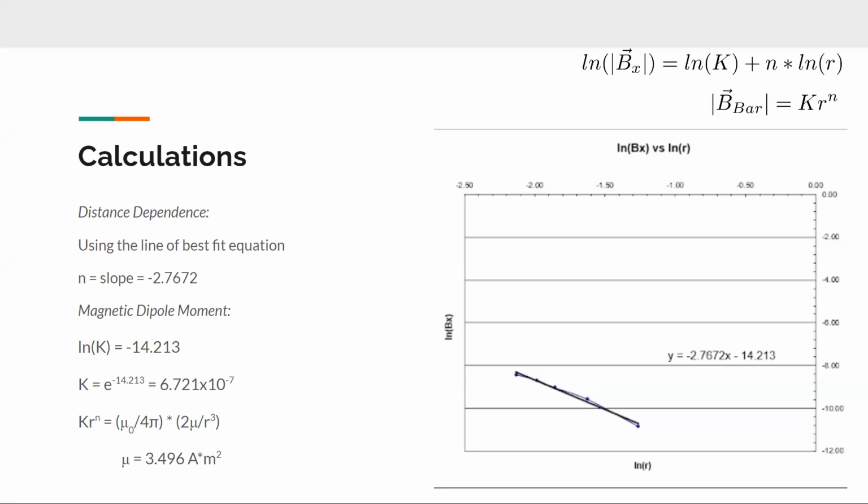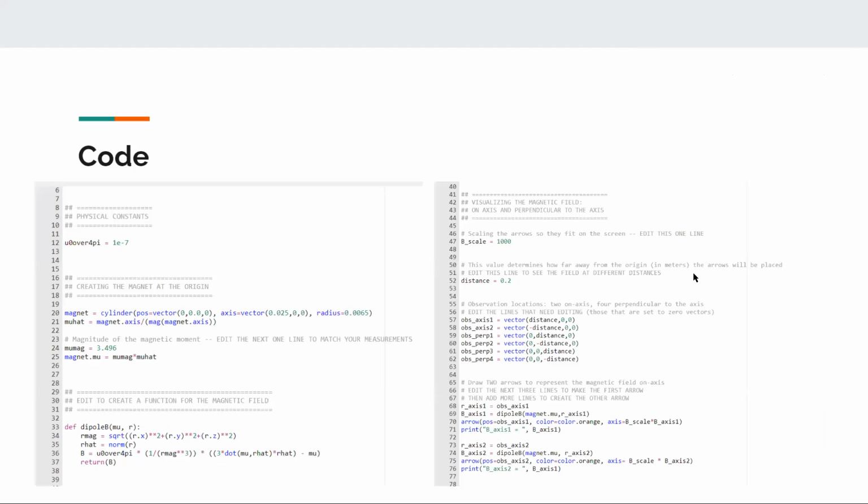The magnetic dipole moment is a bit trickier to calculate. So first we calculate ln K. This is the y-intercept of the line of best fit equation over here. And through this, we can use some algebraic manipulation to solve for K, and as well as this formula down here, when compared to another magnetic field of a dipole formula, we can solve for mu, the magnetic dipole moment, which is 3.496 A·m². So here we have the code.